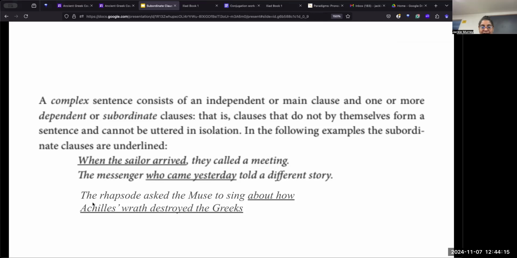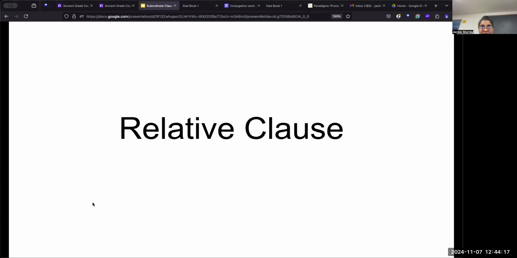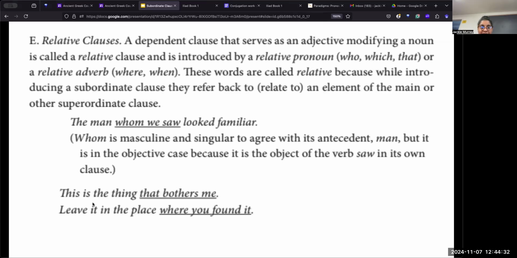Okay. All right, so let's focus on the relative clause, because in English, we only have one way to do it, which is who, whom, whose, to whom, right? That's the only way we do it, but Greeks have a lot of options because it's Greek. So the relative clause is an independent clause that serves as an adjective modifying a noun. So we already know what that is.